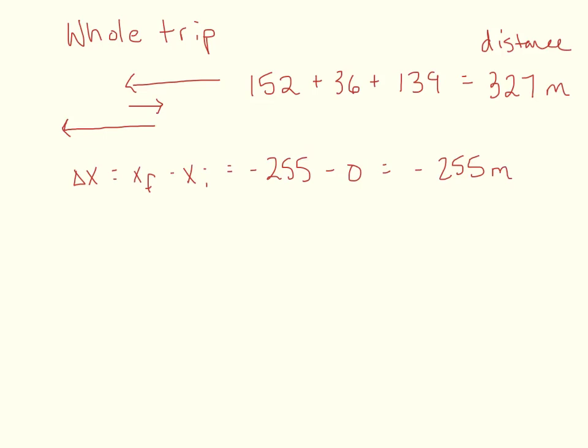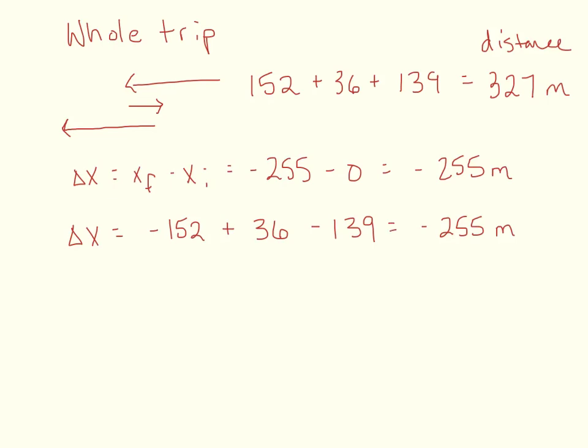Now, another way you could have done that is to take the negative 152 meters we went for the first part of the trip, then add a positive 36 meters back to the right, and then a negative 139 meters back to the left, and that should also come out to about negative 255 meters, or something very close to that. With the two different ways of doing the measurements, my answers may come out slightly different, but just about the same.